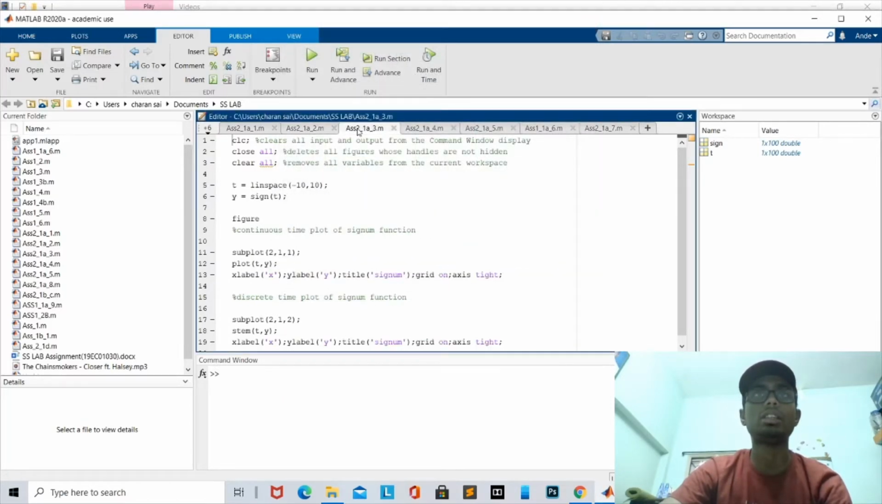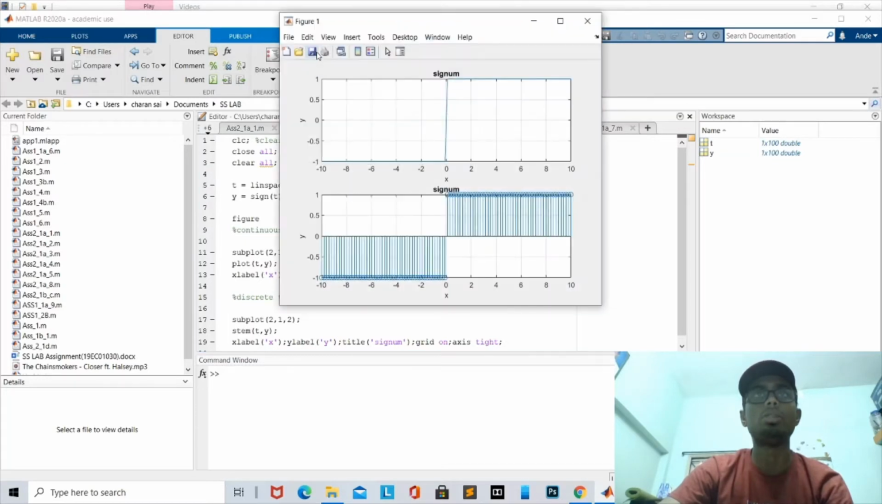And moving to the third one, which is the signum function. So what I have done is I have declared some variable and assigned some values to it, and I have used commands like y is equal to sin of t. So I'll run the code and show you the output. Here comes the continuous plot of the signum function. Here comes the discrete plot of the signum function. What does the signum function mean? When t is less than 0, the value assigned should be equal to -1. And when t is greater than 0, the value assigned should be equal to 1.